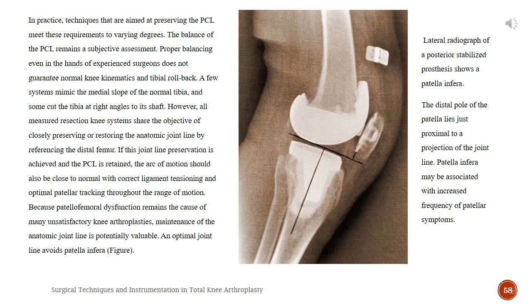Because patellofemoral dysfunction remains the cause of many unsatisfactory knee arthroplasties, maintenance of the anatomic joint line is potentially valuable. An optimal joint line avoids patella infera. Figure. Notice the radiograph. A lateral radiograph of a posterior stabilized prosthesis shows a patella infera. The distal pole of the patella lies just proximal to a projection of the joint line. Patella infera may be associated with an increased frequency of patella symptoms.